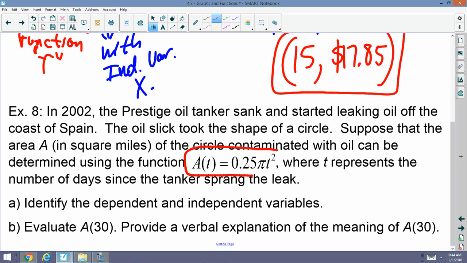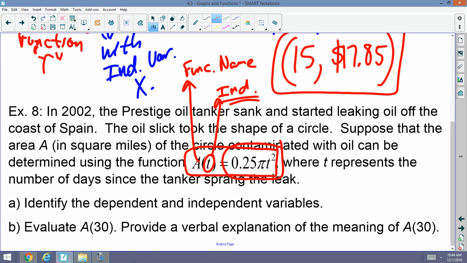Let's analyze this for a second. Function A of t. What does A stand for? It's just a function name. This is just function A. And who's the independent variable? T is the independent variable. The whole function is this when you put it all together. Does that make sense? Okay.